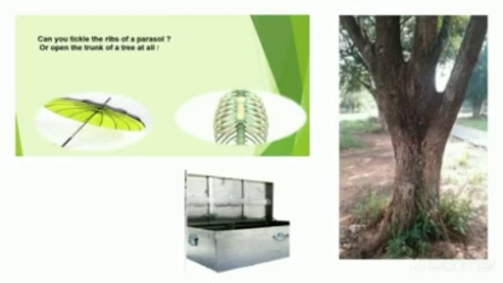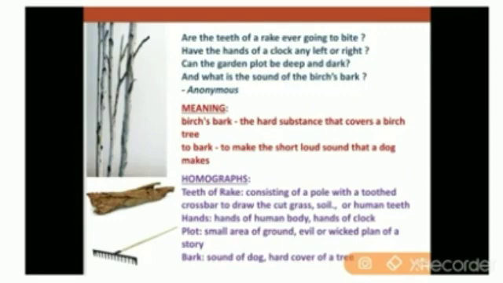On the other side, the trunk, which is a metallic storage box, a huge box made up of metal, that can open and shut. But can the trunk of a tree be opened? So here again, by using the homograph, the poet has added to the humor. Look at the next stanza.